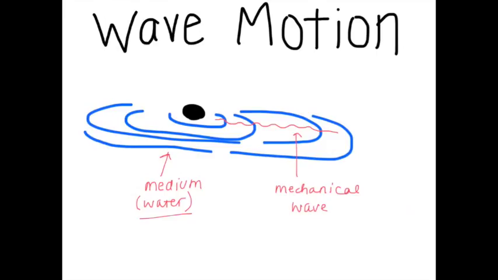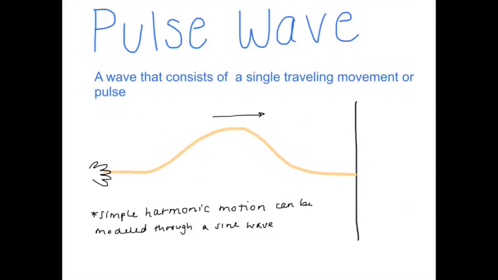A mechanical wave is defined as a wave that requires a material medium through which to travel, so in this case, water. Now we'll take a look at some ways in which these waves can be applied. So a pulse wave is defined as a wave that consists of a single traveling movement, or pulse. So in this example, a person's hand causes this pulse within a rope that's attached to the wall, and that creates a wave that moves towards the wall.